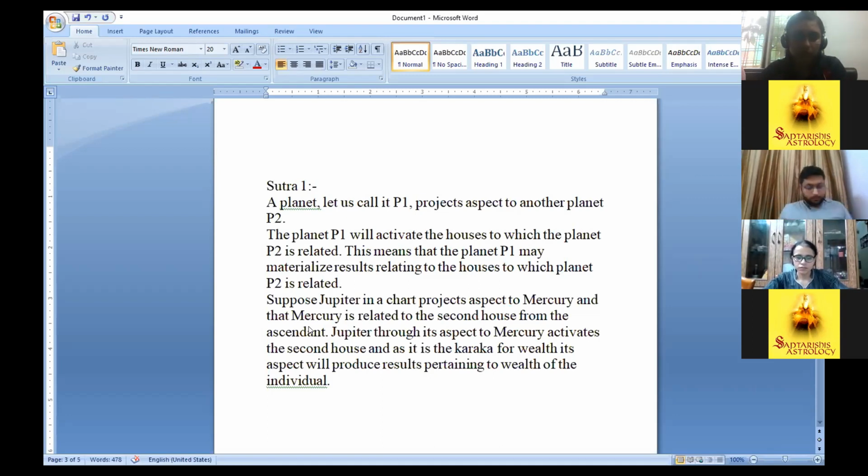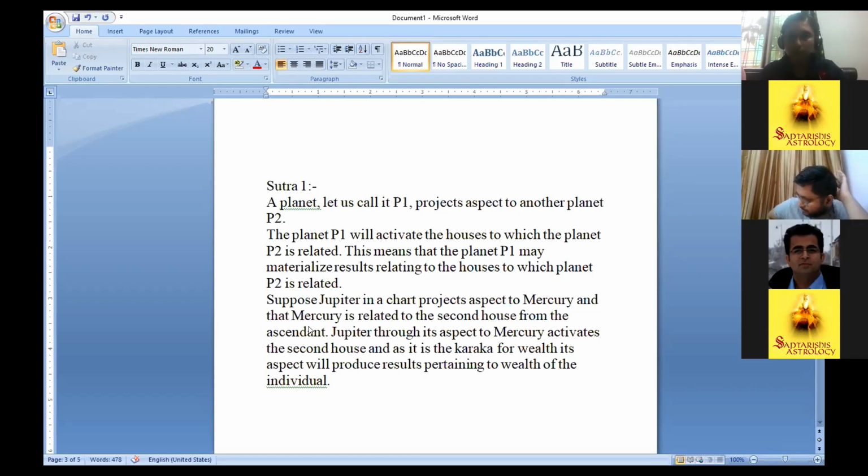If the seventh aspect is there, then you have to consider it, whether the planet is retrograde or direct, it doesn't matter. Okay, thank you. So, sir, one thing.